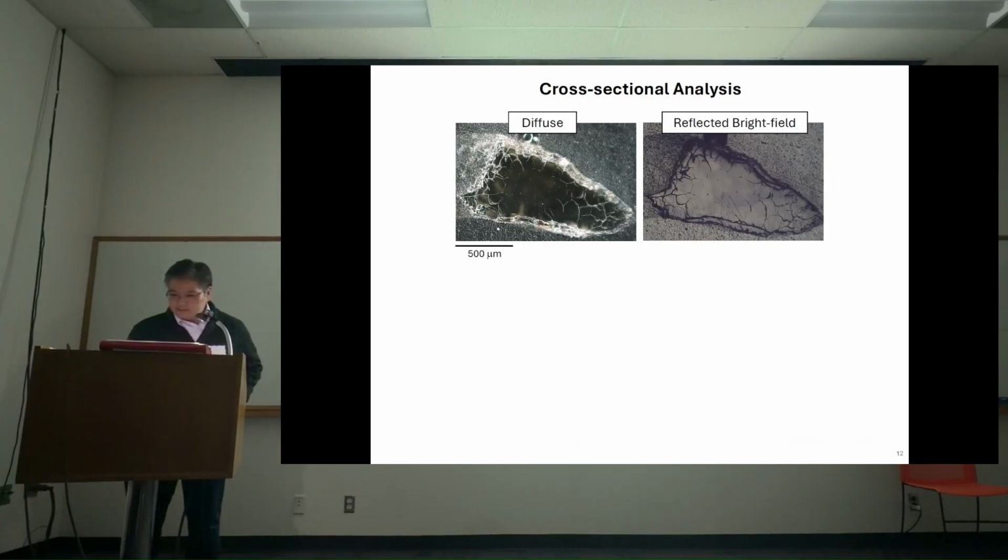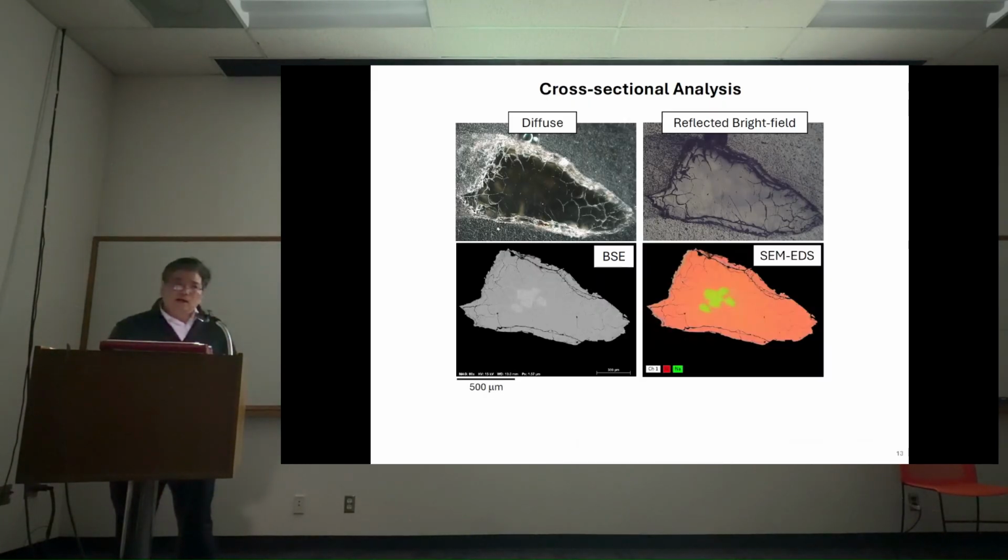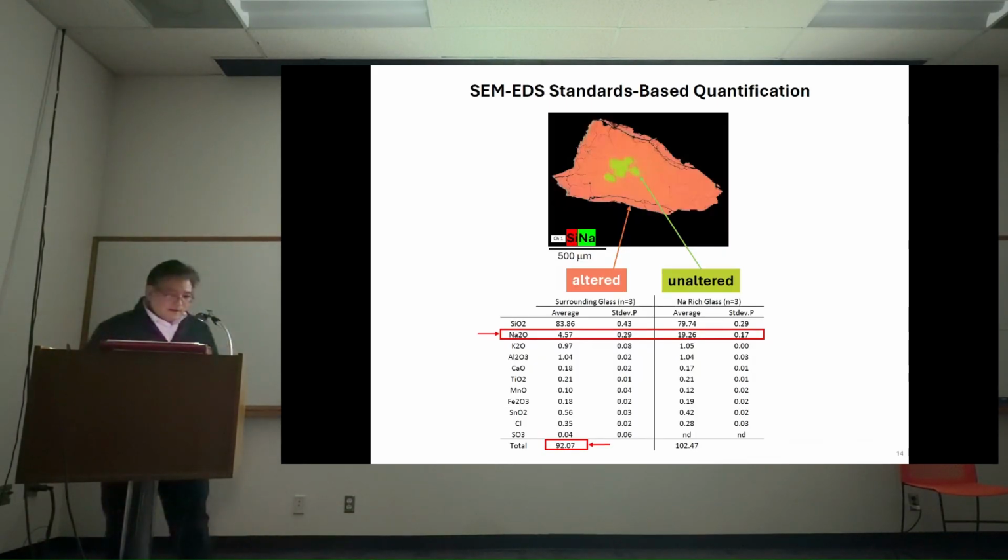With this cross section, we can actually see BSE contrast, so we can see atomic difference. That atomic difference is basically sodium. There's a patch of sodium within this higher concentration of silica around it. We can visualize this, and now we can do something called SEM EDS standards-based quantification.